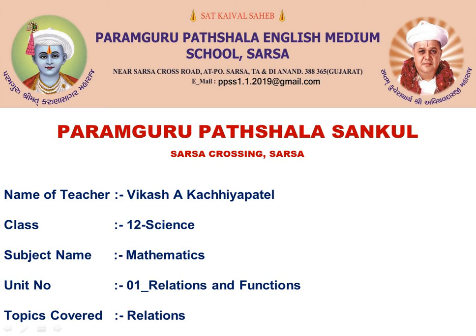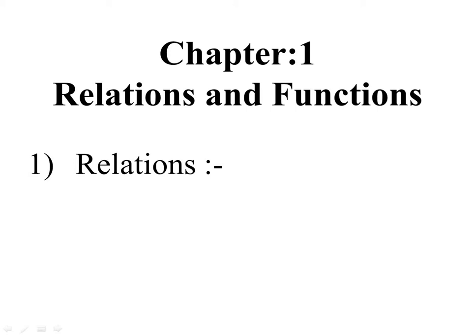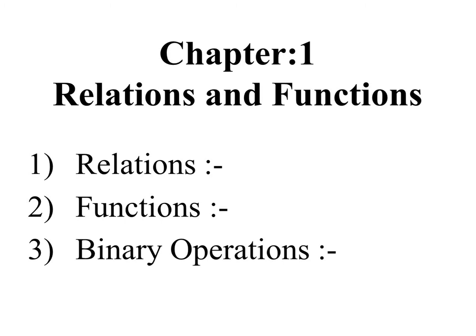Today I will start chapter number 1, Relation and Function, Standard 12 Science, subject Mathematics. In this video, topics cover relation. In this chapter, there are three main topics: first relation, second function. Function is a special type of relation. Third, binary operation. Binary operation is one type of function.